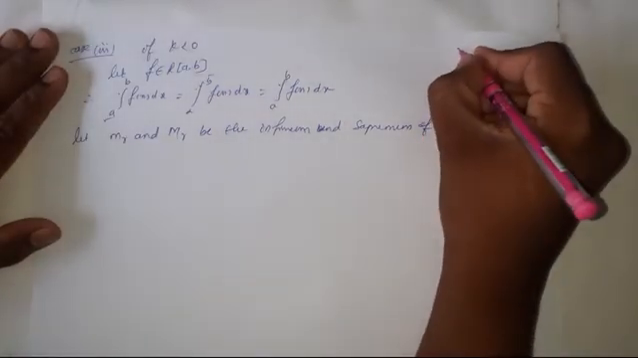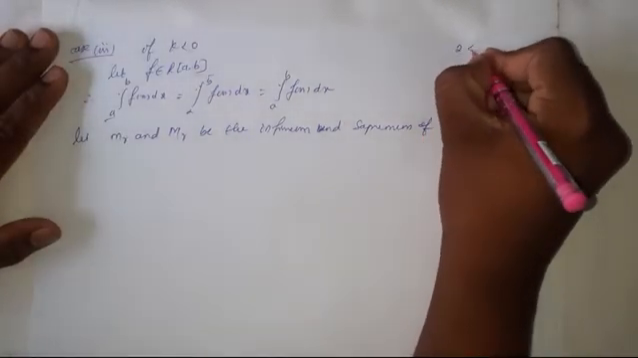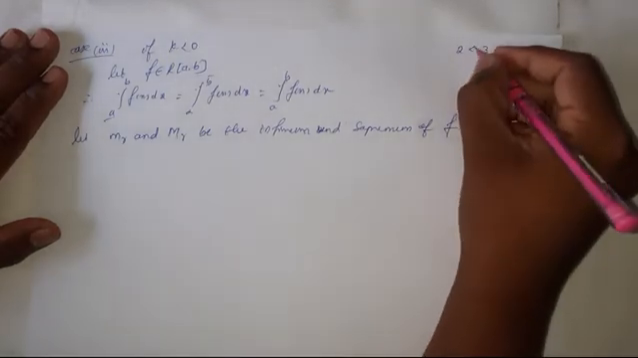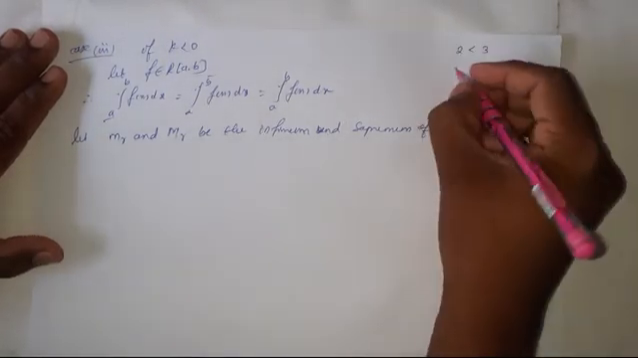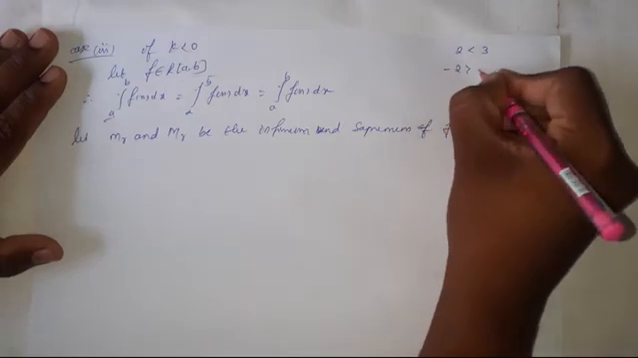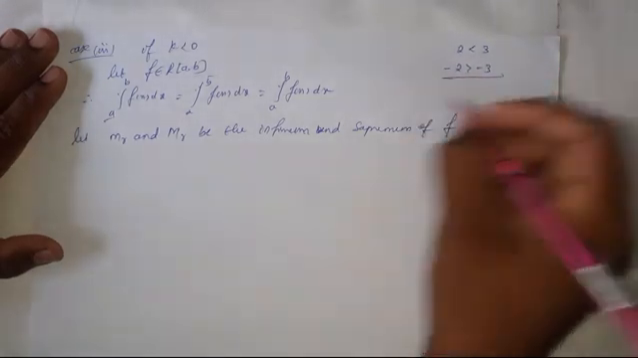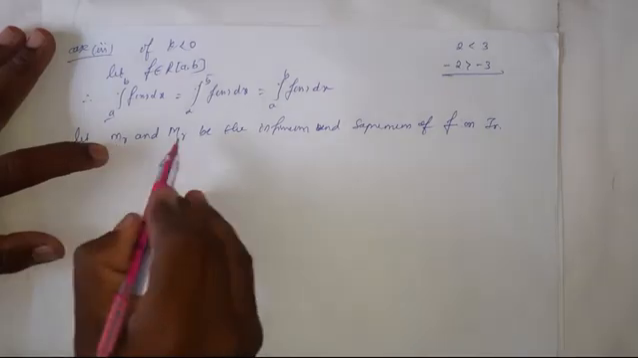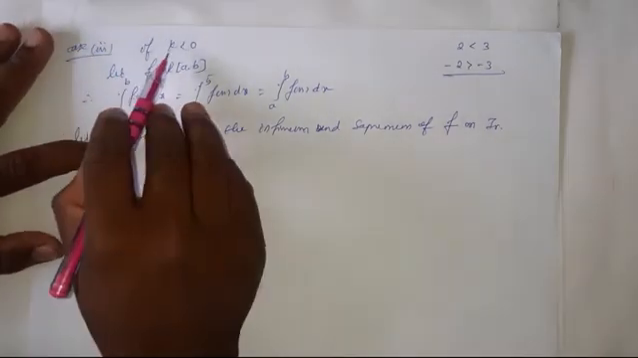For example, here we have 2 is less than 3. Then if you multiply this inequality by a negative sign, what becomes of it? Minus 2 is greater than minus 3, right? So here this is the infimum and this is the supremum, and the value of k is negative.